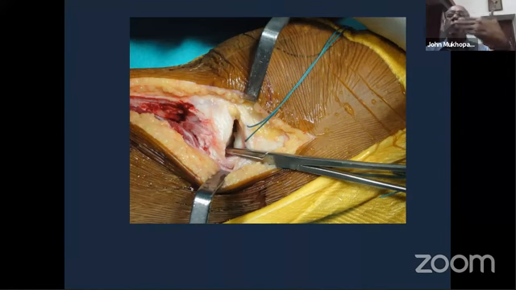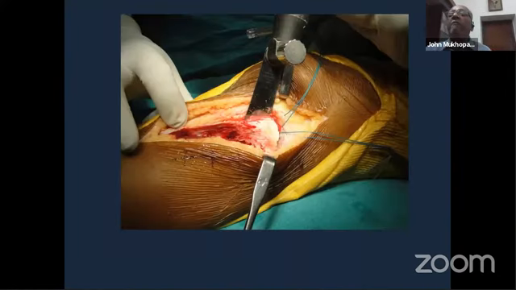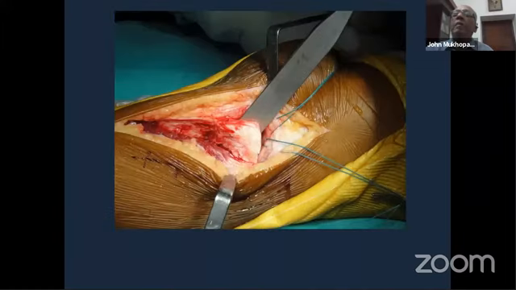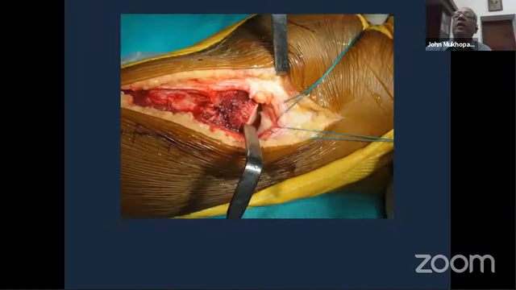So you make a window through the line of the previous fracture. So that's with the saw, you complete it with an osteotomy. And when you take out the lateral condyle, you can really see the depression of the lateral condyle very clearly. Okay, and because this was 3 months old, you could still see a fracture line there.